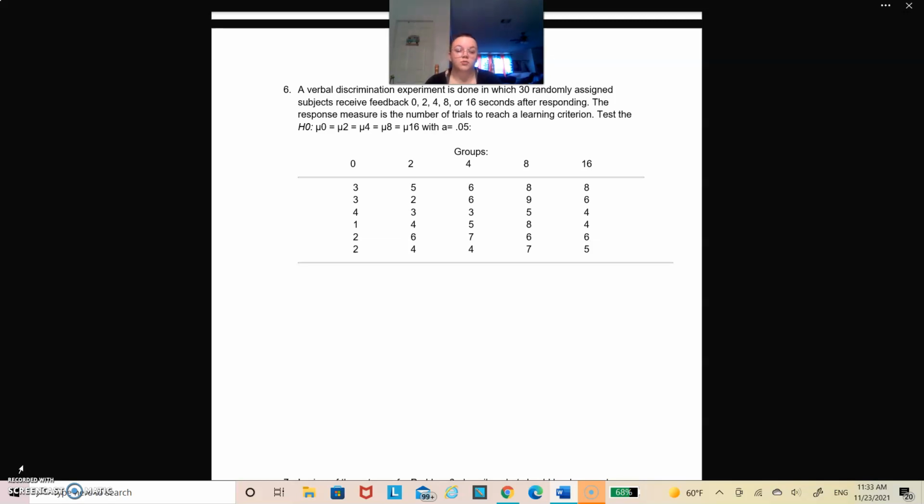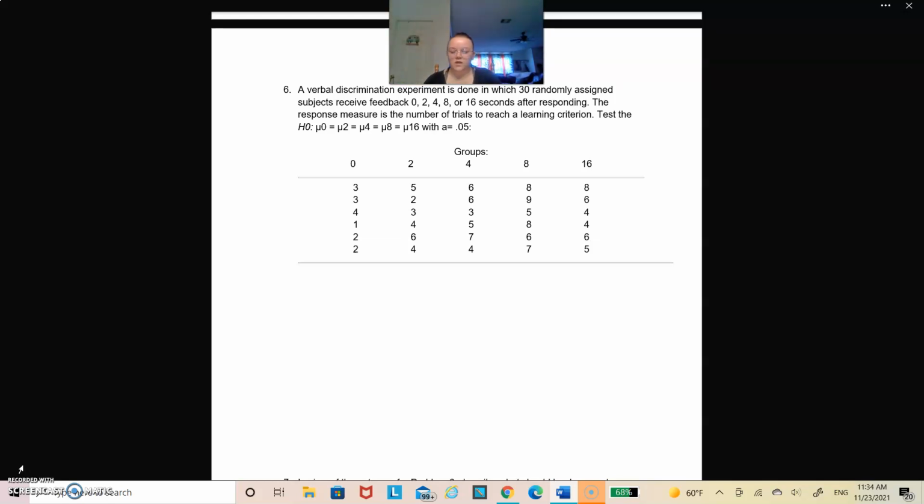I then went ahead and found the sum of squares groups, just because we're doing a between subjects ANOVA, and I found that value to be 72.8. And then I found the sum of squares within, which is just simply taking 121.47 minus 72.8 to get a value of 48.67.